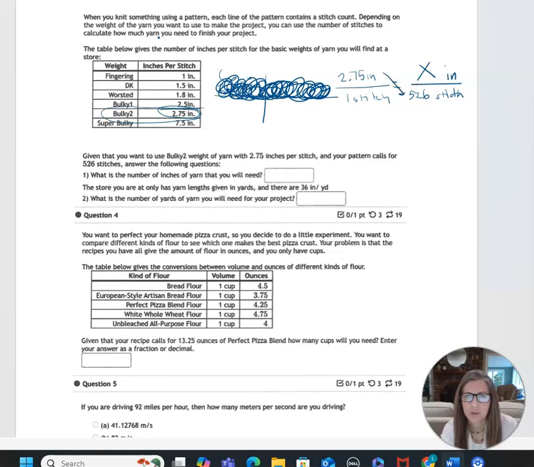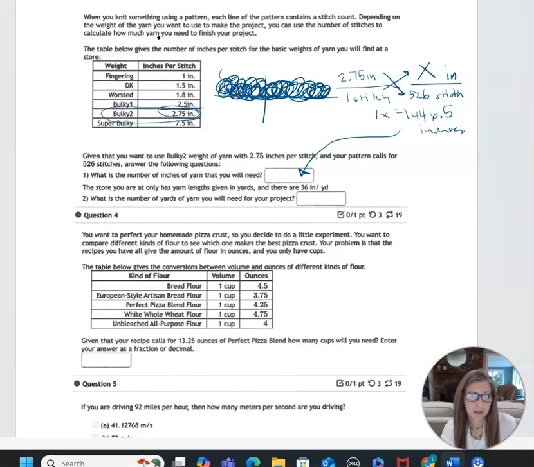So we will cross multiply. So 1 times x is 1x. Let's see what 2.75 times 526 is: 1,446.5 inches. Okay, so that's how many inches you have. This would be the answer right here. And it says, you're at a store that has fabric in yards, you want to convert inches to yards. There's 36 inches in a yard.